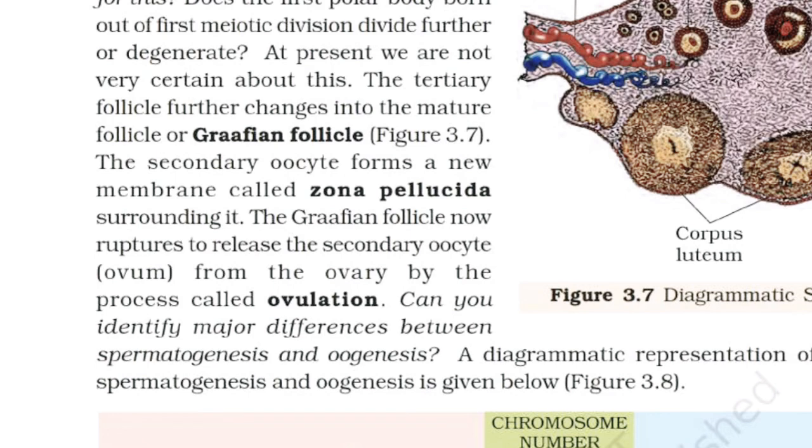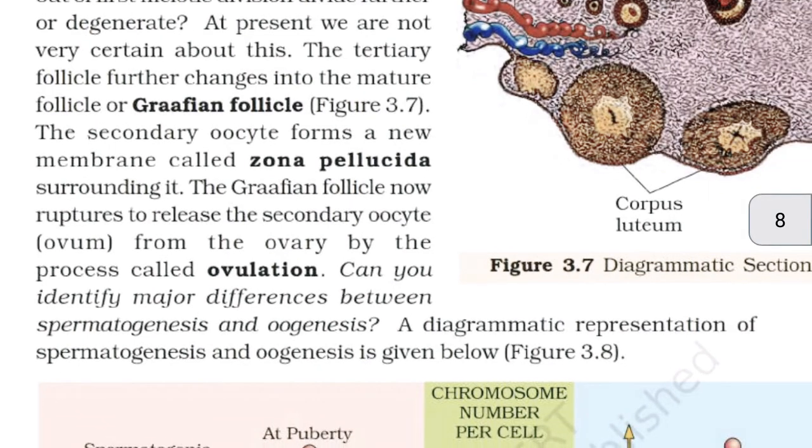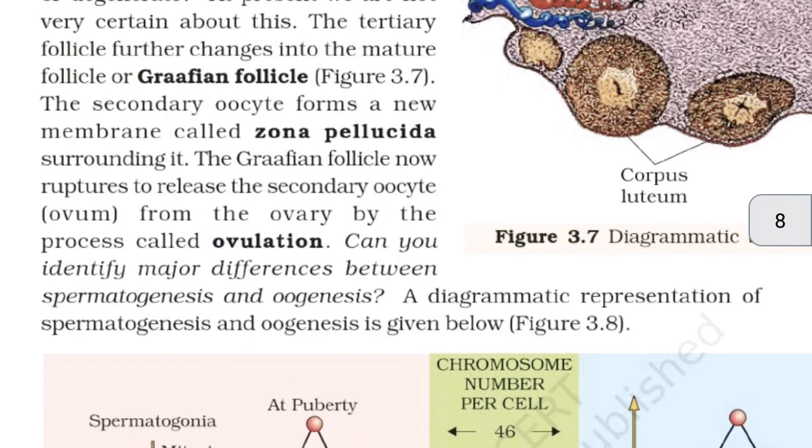Can you identify major differences between spermatogenesis and oogenesis? Spermatogenesis में fully formed mature sperm रिलीज होते हैं, बट oogenesis में सेकेंडरी oocyte रिलीज होती है.